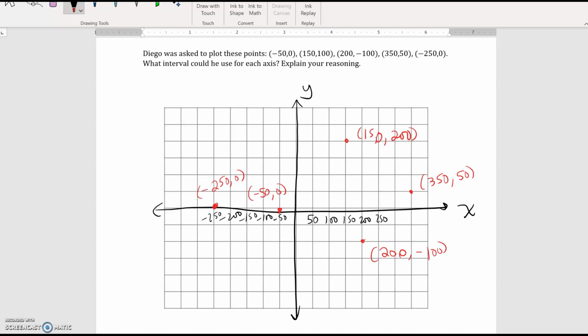Here is the answer for the last question. I personally chose to go by intervals of 50 to make it easy, and therefore that's how I plotted all 5 points in the graph.